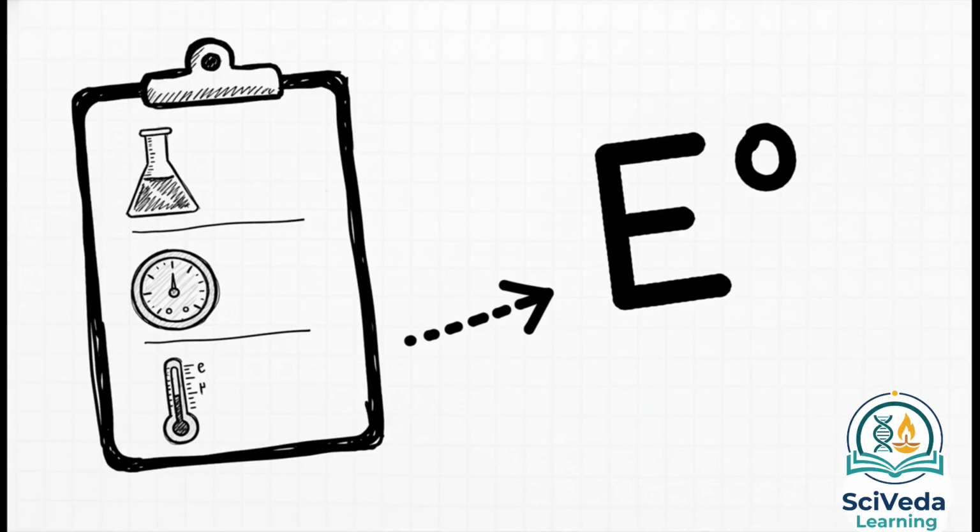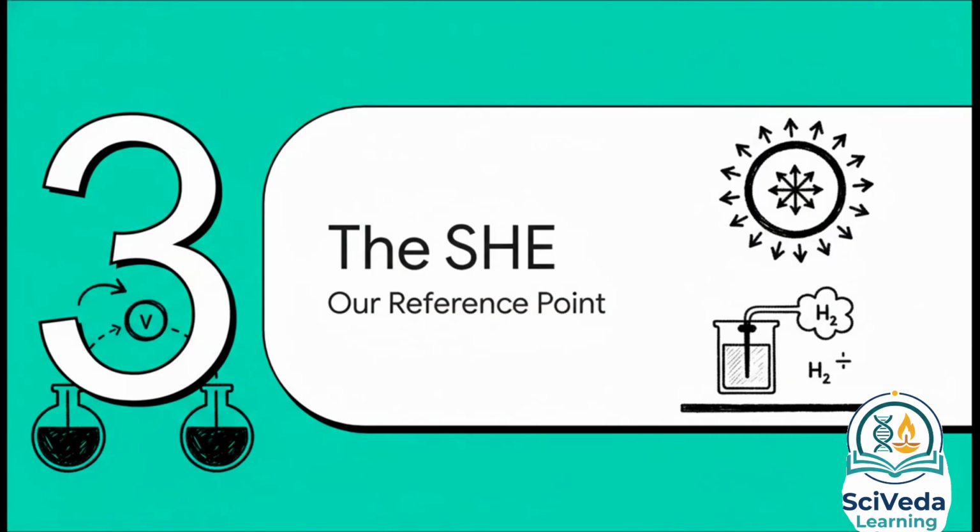And you'll see it written with this little circle symbol, which we often call not or standard. All right, but this brings up a bit of a problem. You see, a voltmeter can only measure the difference in potential between 2 points. It can't tell you the absolute potential of just one half cell. It's like trying to measure the height of a mountain. You need to know where sea level is, right?